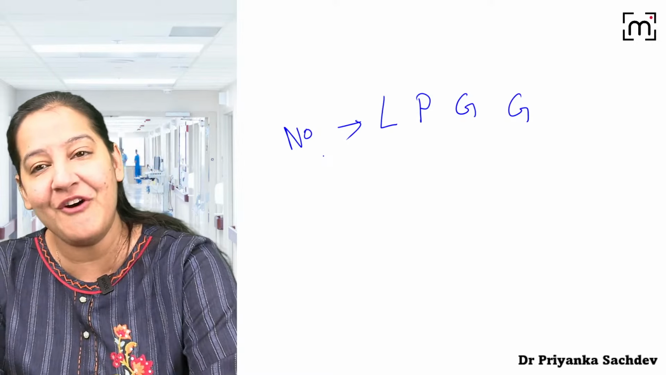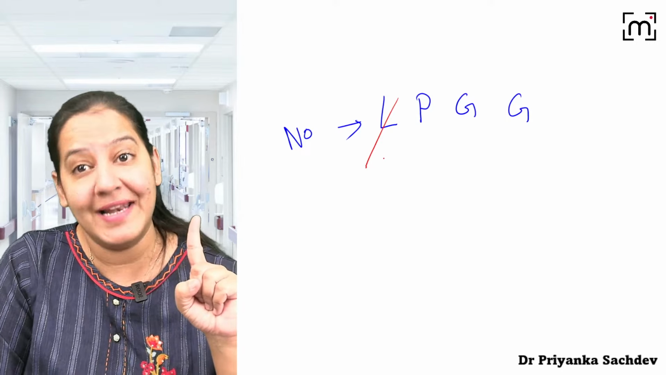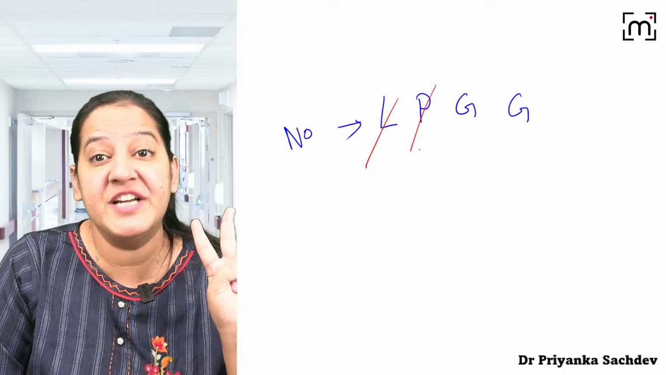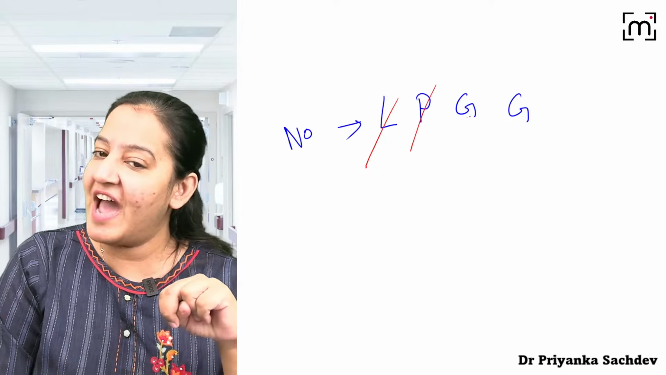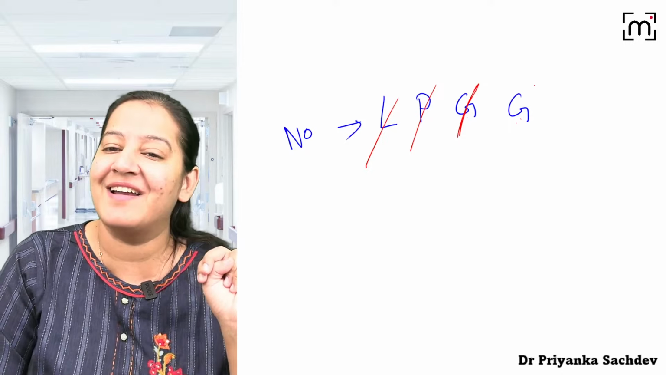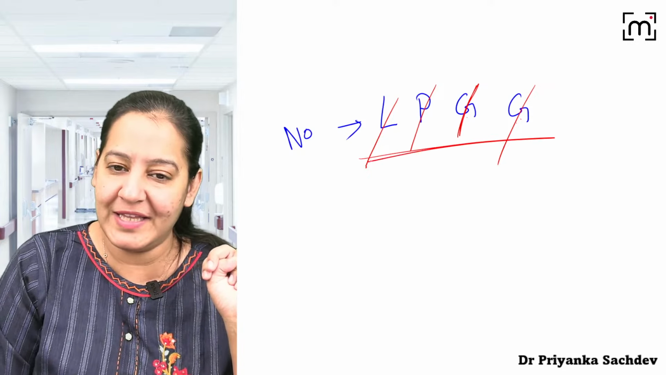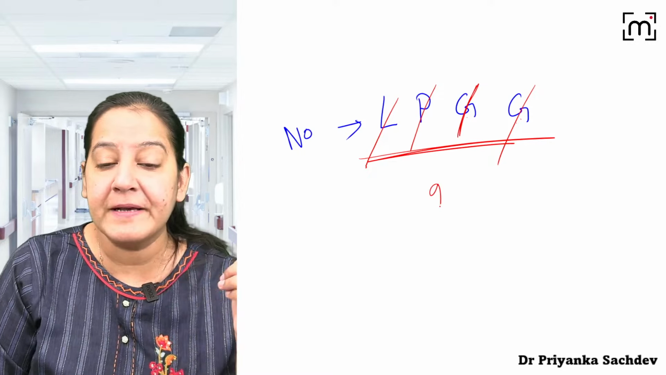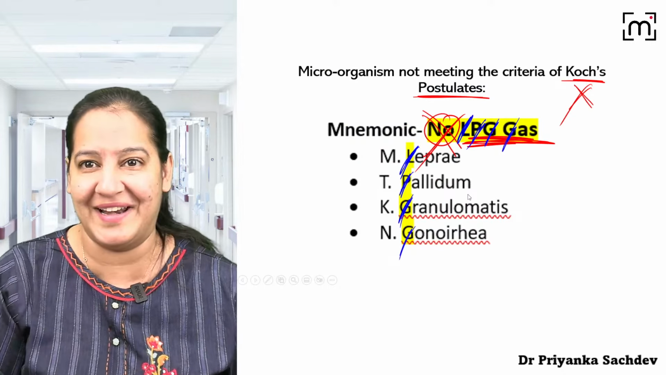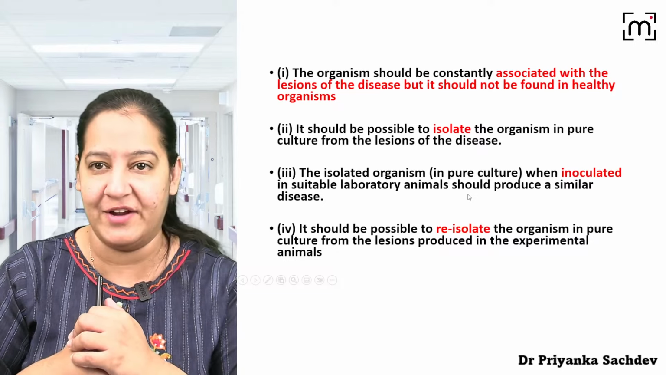Can you tell me the full form? Anyone? Write down. L stands for Lepra, Mycobacterium leprae. P stands for Pallidum, Treponema pallidum. We have 2 G's: one is gonorrhoeae, Neisseria gonorrhoeae, and another is granulomatis, Klebsiella granulomatis. Now this mnemonic is about the genus, the surname of the bacteria, not the actual name. So you have to learn these 4 bacteria anyway.